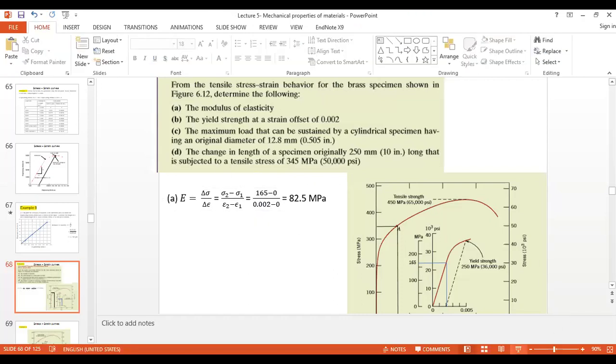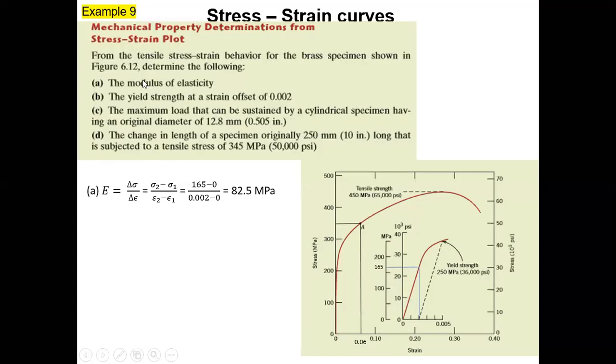So this is how you can attempt the first part of the question. I hope this is clear for you. Someone can choose another point somewhere here in the linear part, but it makes your calculation difficult, because you have to find the coordinates corresponding to that point again. This way is easy. So the second question: the yield strength at a strain offset of 0.002. That means this is the strain offset.